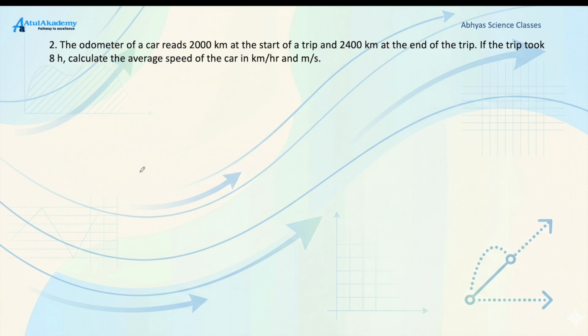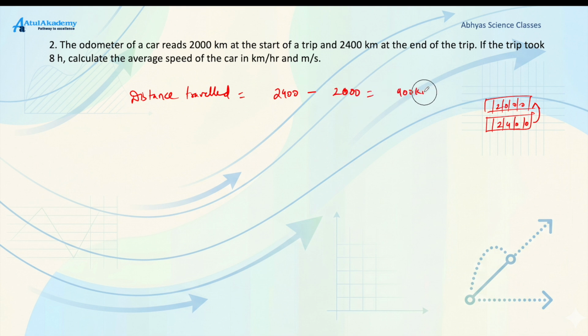Let's move to the next question. The odometer of a car reads 200 km at the start of a trip and 2400 km at the end of the trip. So the odometer, in the beginning, is showing 2000, and at the end of the trip it is showing 2400. So how much is the distance traveled? You subtract these two, right? The distance traveled will be the final reading minus the initial reading, which is only 400 kilometers.